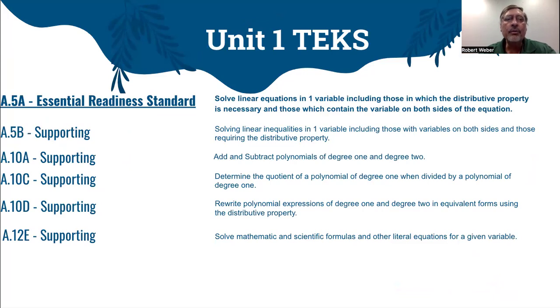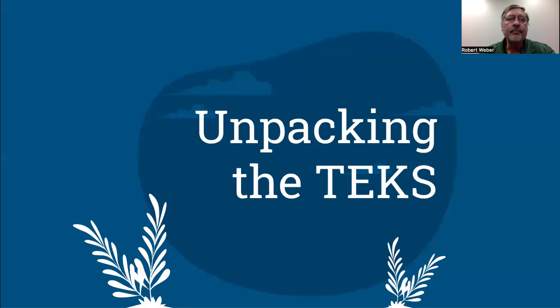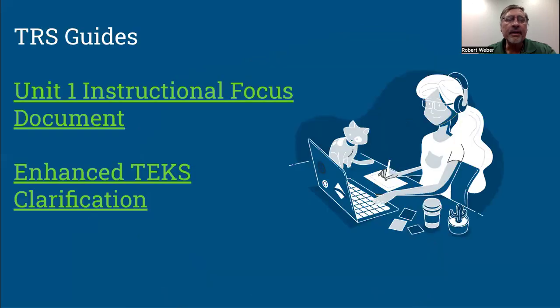A5A is an essential readiness standard. That means it's a priority, going to be the heaviest focus in that unit. A5B through A12E are all supporting TEKS for a total of 6 TEKS that are in Unit 1. Unpacking the TEKS, there are a couple of documents you should take a look at there that we try and provide you some insight with.